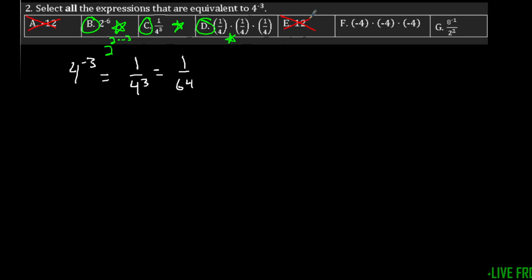However, E is still not good because it's a very small number. It should not be equal to 12. Also, F is not good because it's not a negative number. And lastly, G is not good as well. So it's just those middle three.